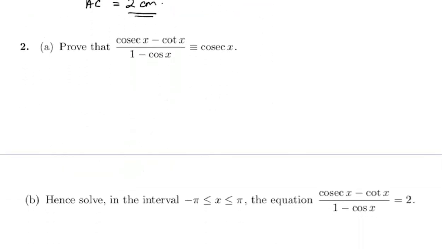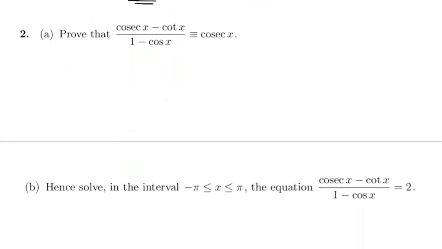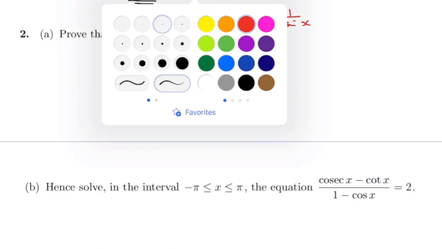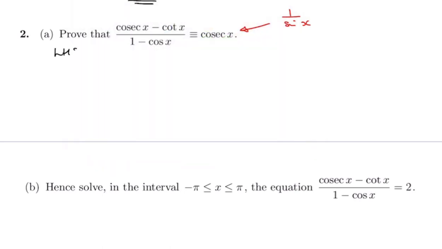Now, the last one we're going to look at is this one, and again, it's a proof question. I'm going to start with the left-hand side and try to get it to be the right-hand side. We've done something similar to this already. So remember, cosec is 1 over sine of x. The left-hand side is cosec x minus cot x over 1 minus cos x.